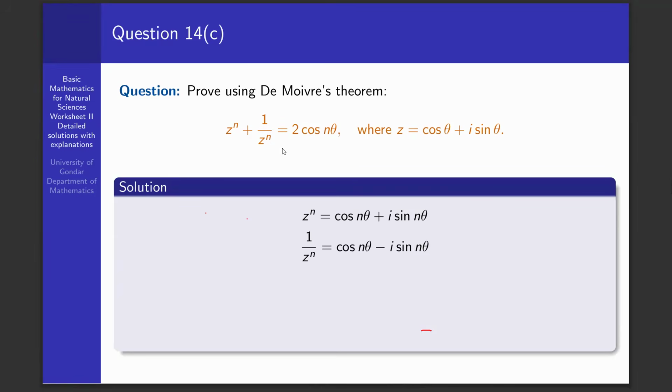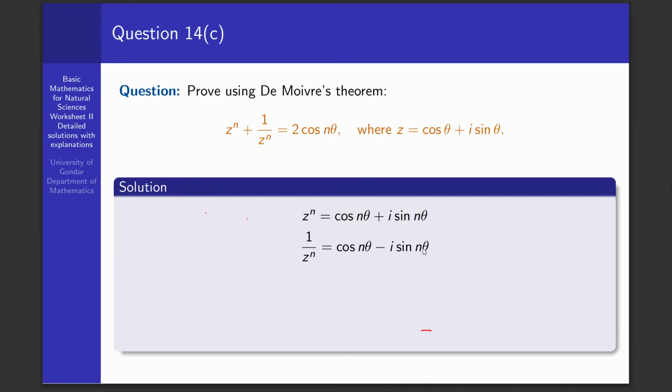Similarly, 1 over z to the power of n means z to the power of minus n. If we substitute minus n in place of n here, we have cosine of minus n theta, but since cosine is an even function, cosine of minus n theta and cosine of n theta are the same. Therefore, it becomes like this, and sine of minus n theta is identical with the negative of sine of n theta, since sine is an odd function.